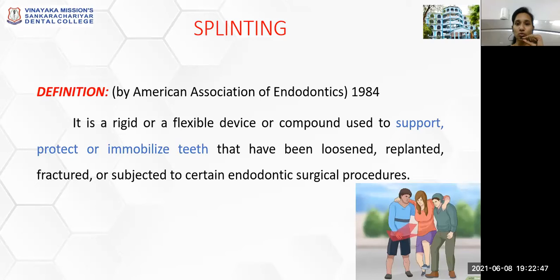Now I often use a word called splinting. What do you mean by splinting? Splinting is a rigid or a flexible device or a compound which is used to support, protect, or immobilize teeth which have been loosened, reimplanted, fractured, or subjected to certain endodontic surgery procedures. See, when you have a fracture of your limb, you have two people standing adjacent to you, supporting you to walk. The same procedure: when a tooth is avulsed, you take the support of the adjacent teeth and you try to stabilize the tooth in position. This is called splinting.